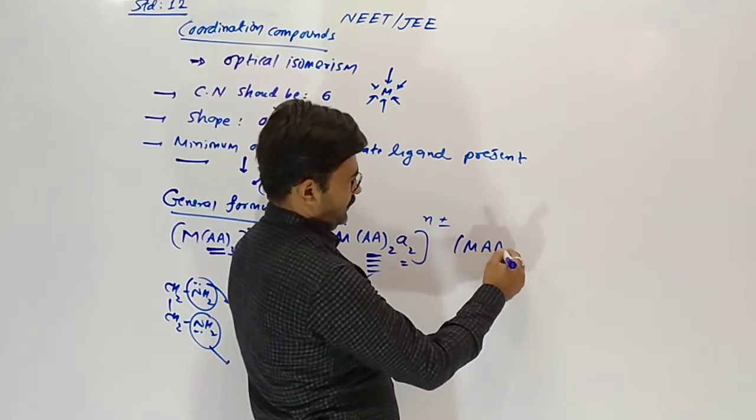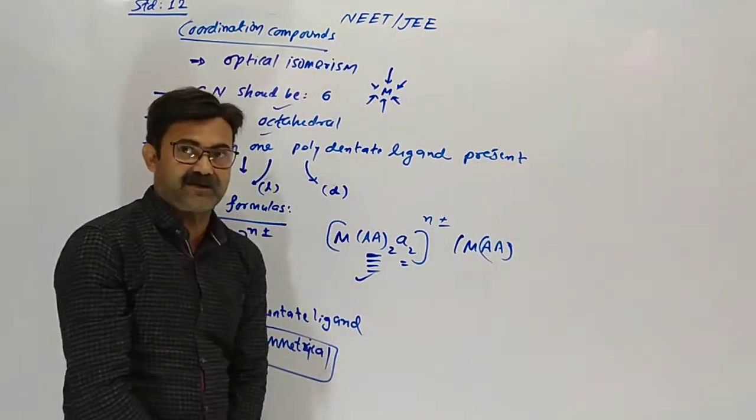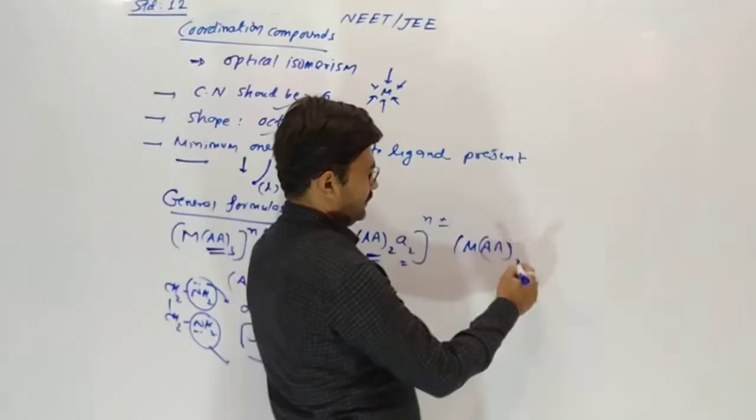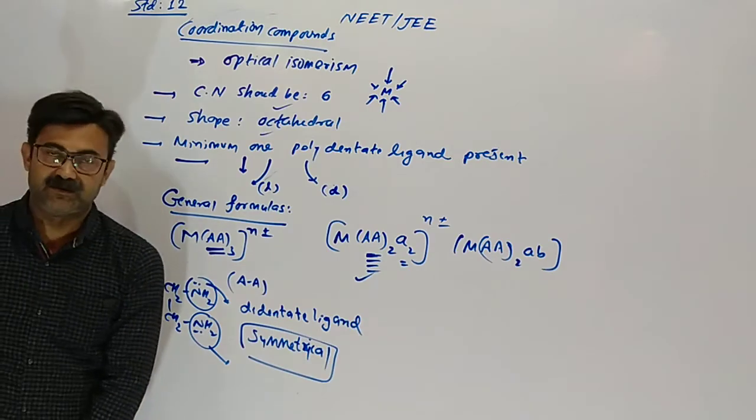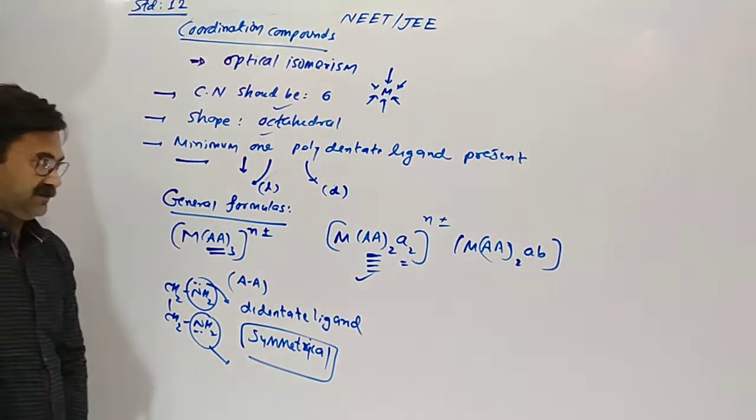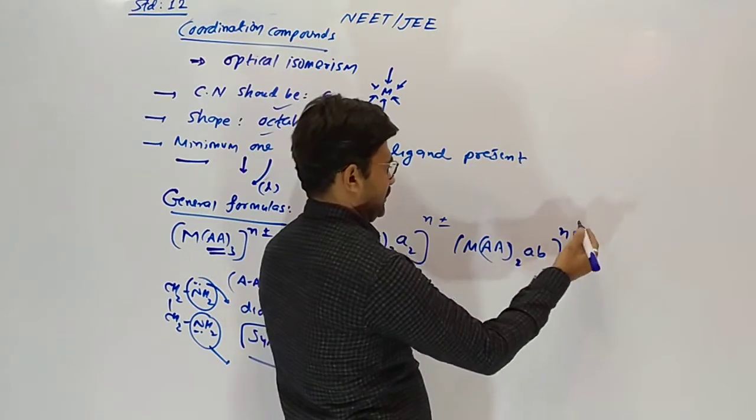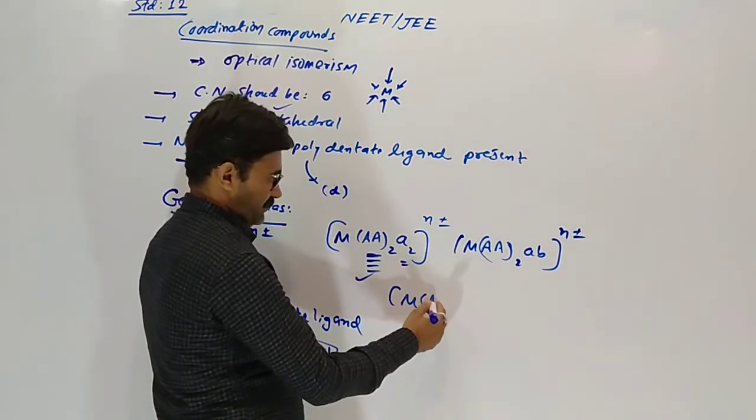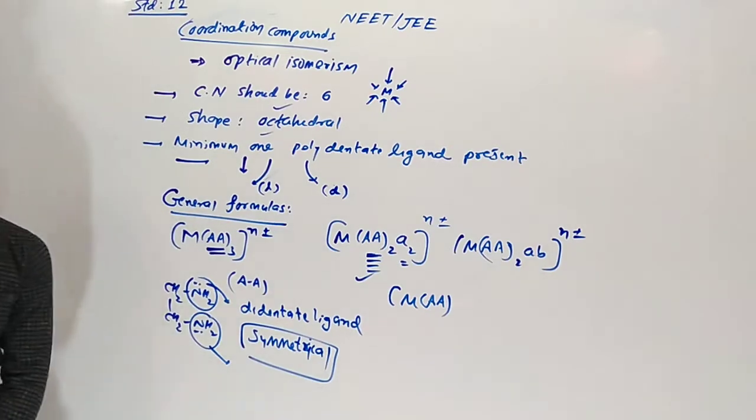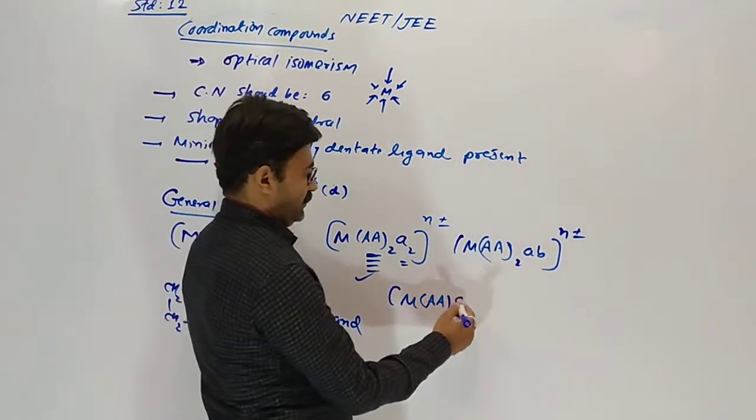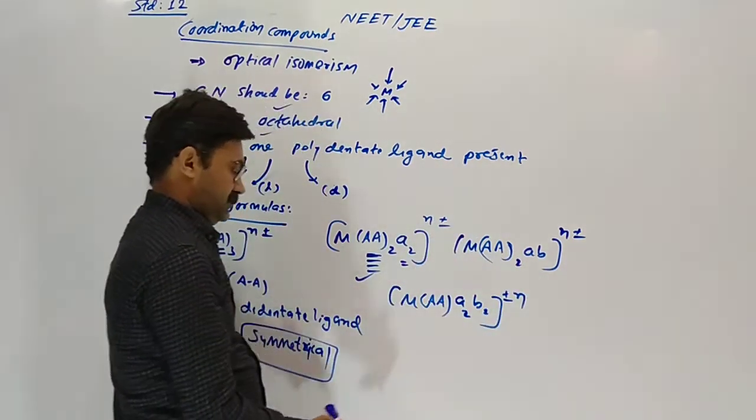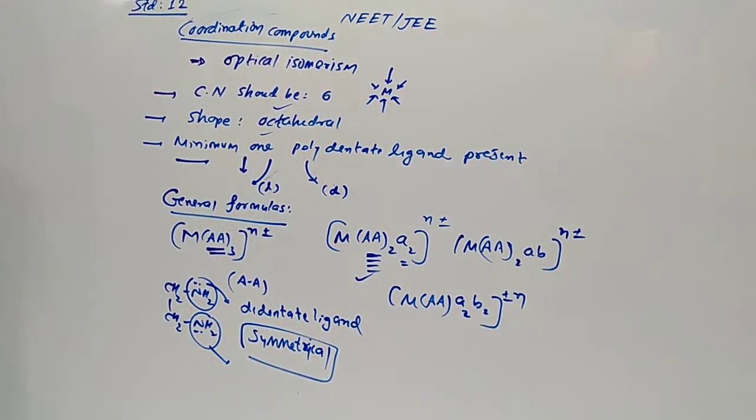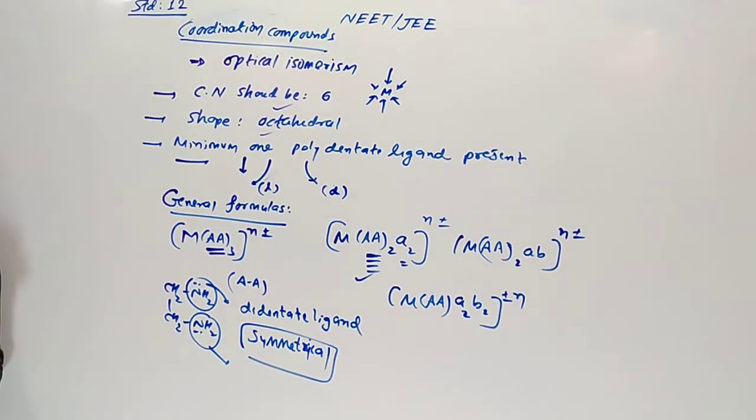Then 1 didentate, and 2 different monodentate ligands A and B are there, with charge plus or minus n. Then MAA2 with A2 and B2 also gives optical isomerism, where AA is symmetrical.